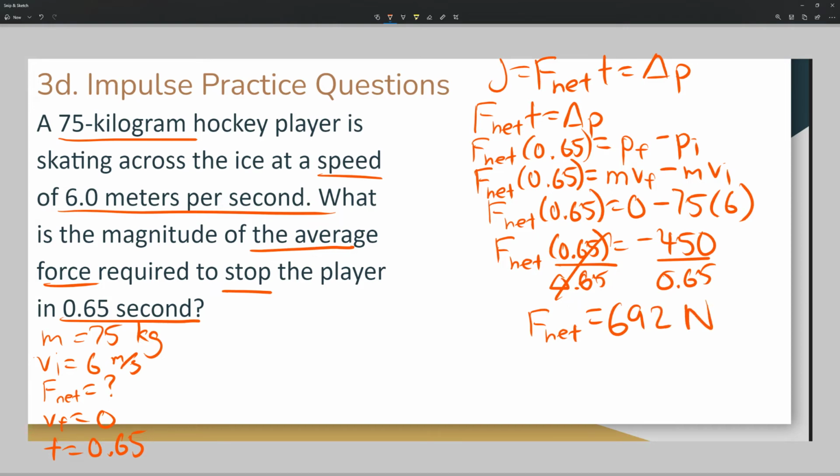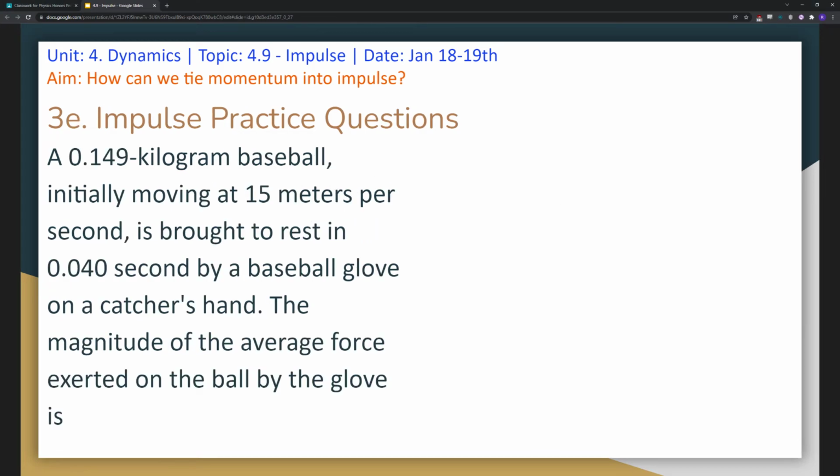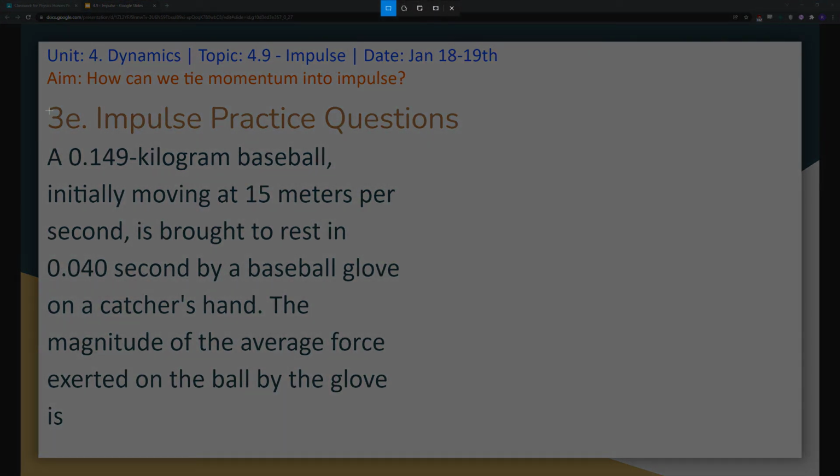Well, it's negative, but the question is just asking you for the magnitude, right? The question is just asking you for magnitude, which means they don't really care about direction. They just want the number. It doesn't matter if you put negative here or not. All right.